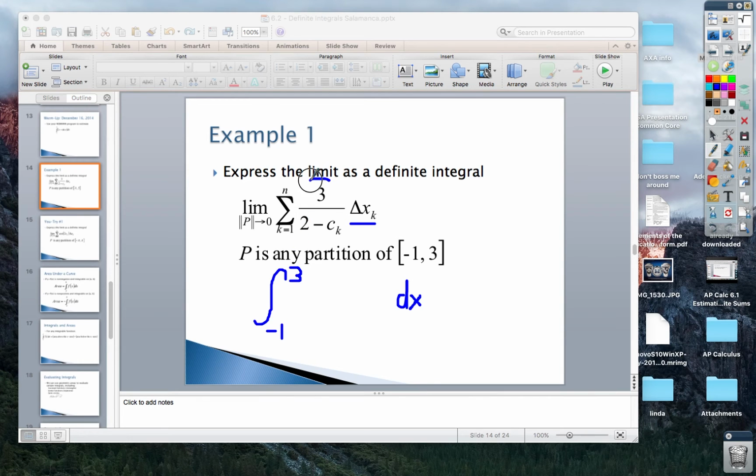The function's the weird part. So here's how easily this works. It's going to be 3 divided by 2 minus that c sub k. That's our x value. So now you have your function. That's how we write an integral in the way that we're going to be using it for the majority, actually for the rest of the year.